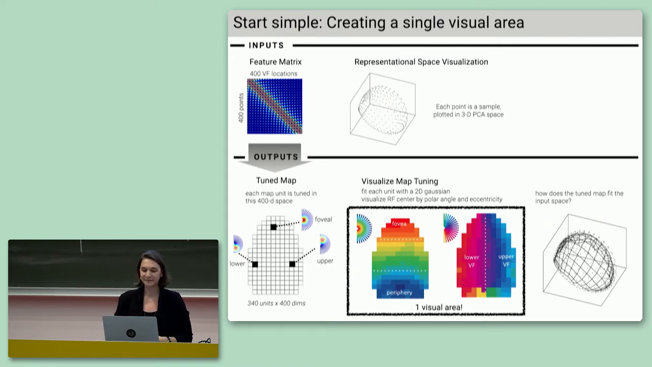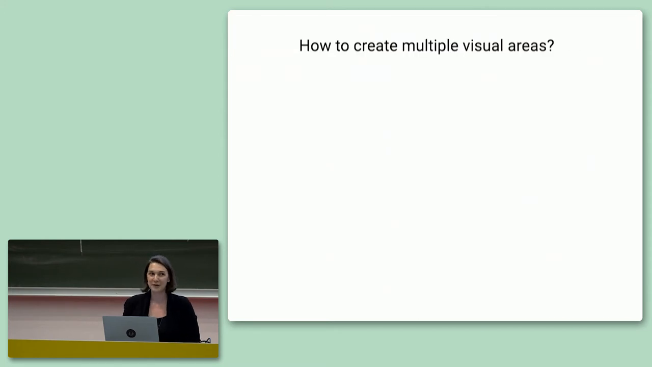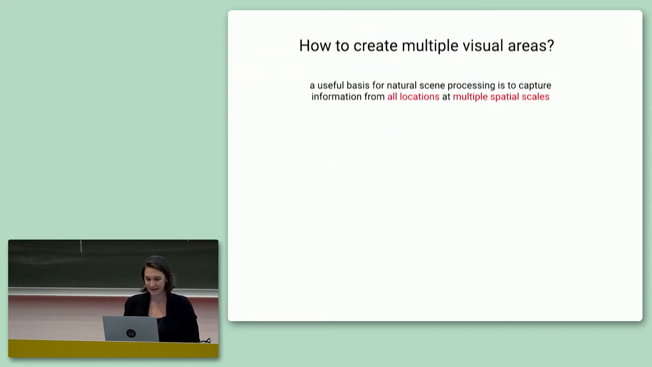Okay. So, if you're wondering why the map is nice and semicircular, it's because the hemifield is that way, and you can set the map shape, so I made it look that way, so it's prettier, but it actually doesn't change anything. Okay. So, how do you create multiple visual areas?